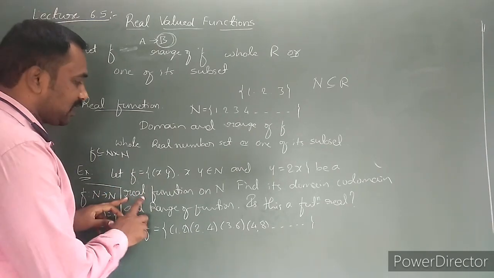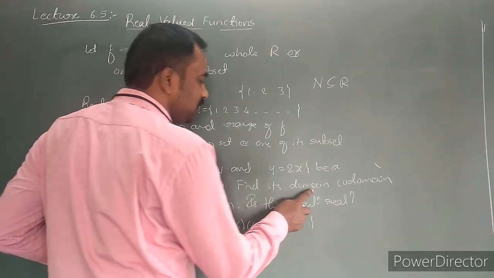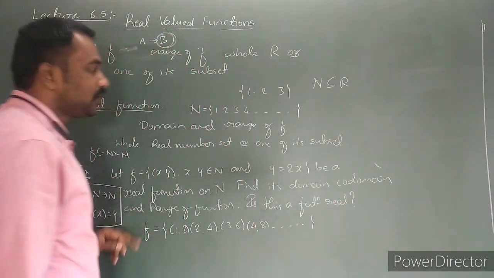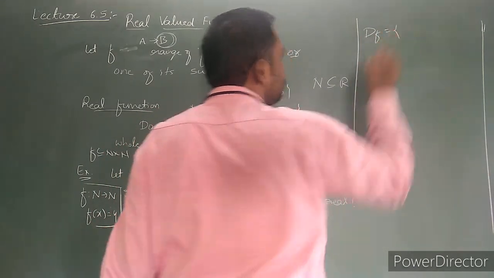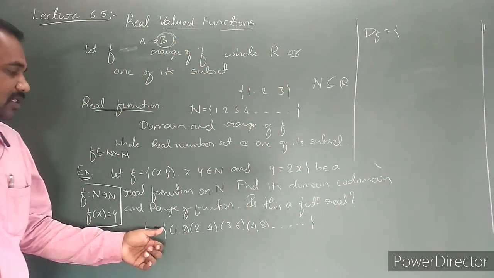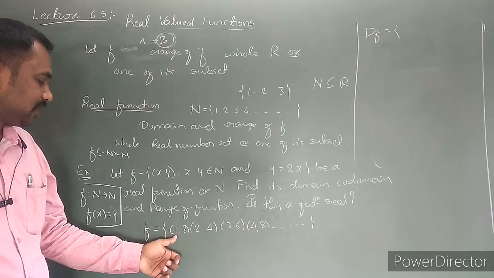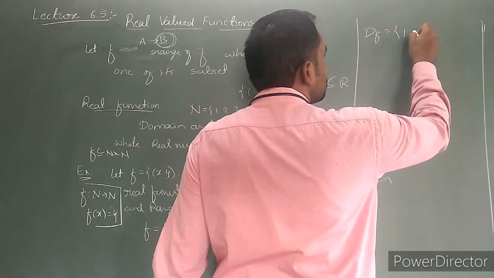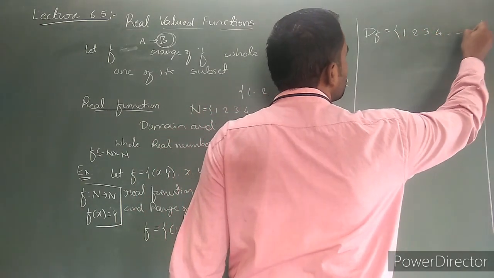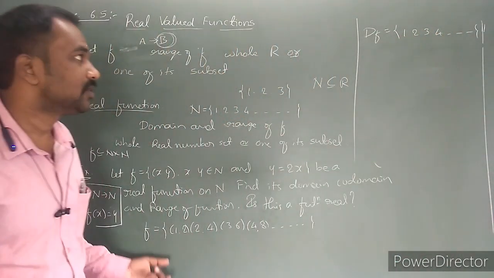Now, f is a real function on N. Find its domain. What is the domain of this function? Domain of the function means the first element of the ordered pairs. What are the first elements? 1, 2, 3, 4, and so on up to infinity. This is the domain of the function.